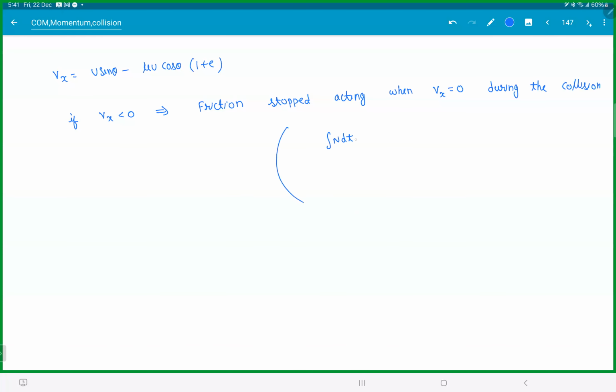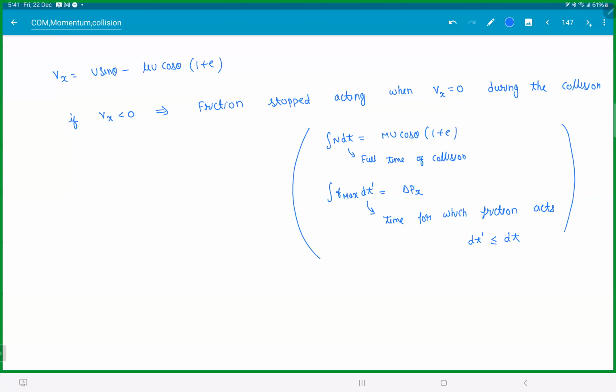So integral N dt is mu cos theta (1 plus e). dt is the full time of collision. The friction is acting maximum because it is slipping, but it is not acting for the full time. It is acting only for some time. dt dash is the time for which friction acts. So dt dash is less than or equal to dt.